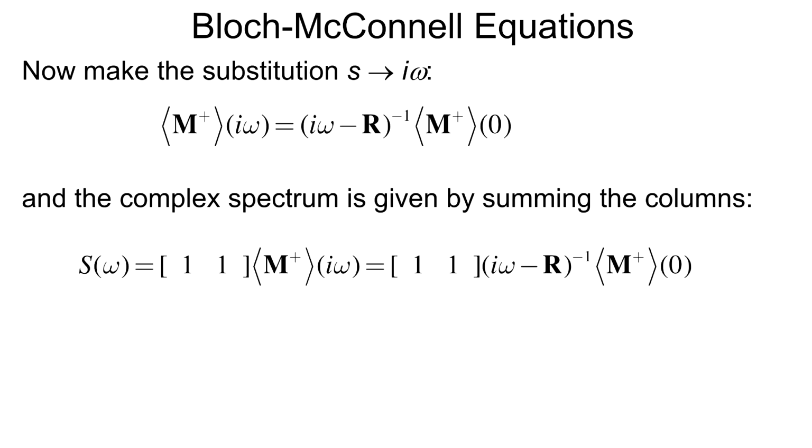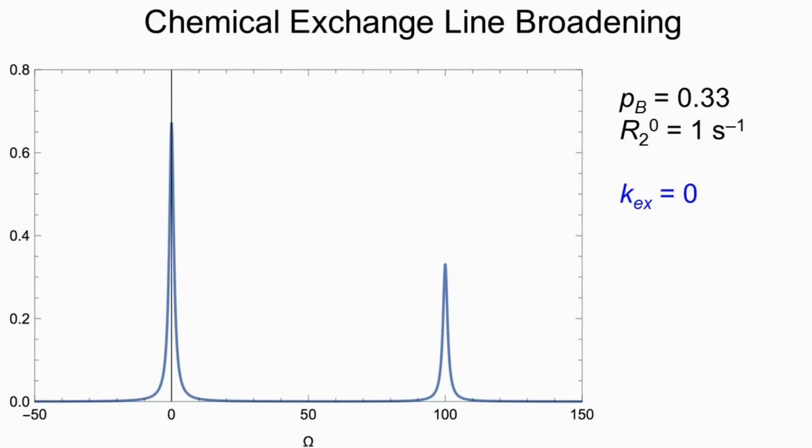So I've introduced a row vector just to sum the columns of M plus, and if I substitute in the populations, we have this compact expression then that directly gives the frequency spectrum. So we just have to calculate the inverse of the quantity in parentheses rather than having to calculate Fourier transforms, etc. So here are some numerical calculations.